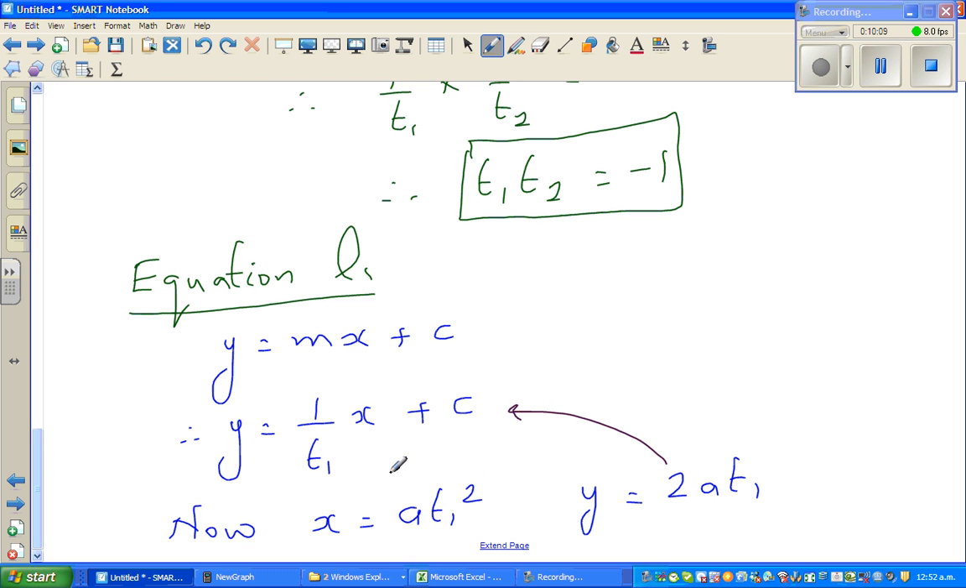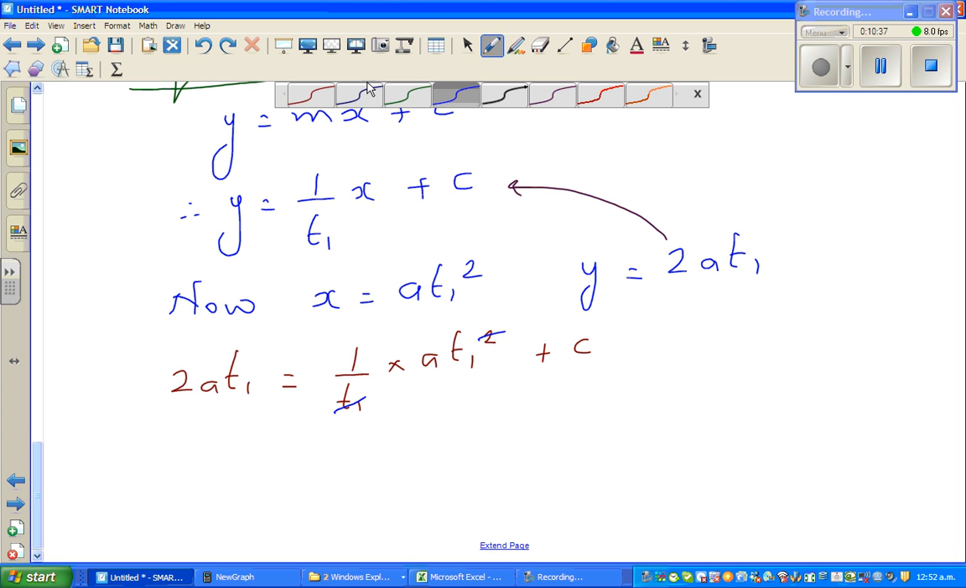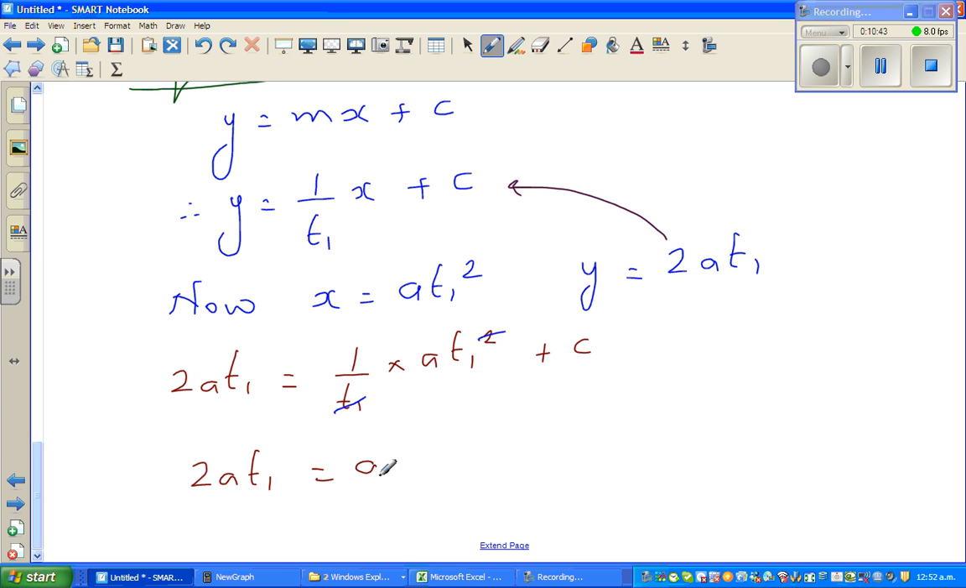In place of x I can put at1 squared, and in place of y I can put 2at1. So this becomes 2at1 is equal to 1 over t1 times at1 squared plus c. So t1 will get cancelled, and what will remain? 2at1 is equal to at1 plus c, which implies your c is at1.